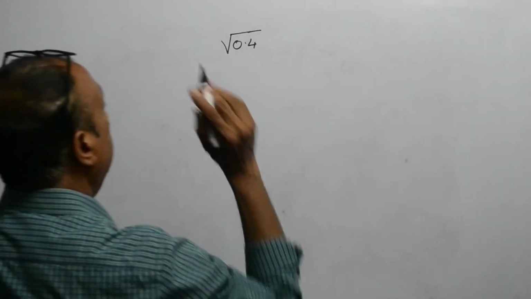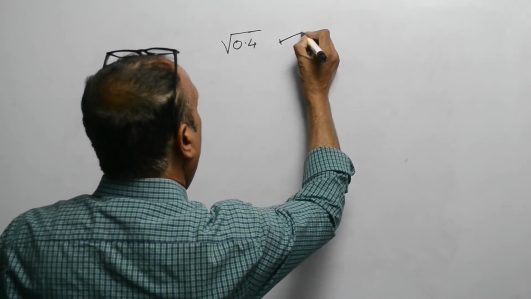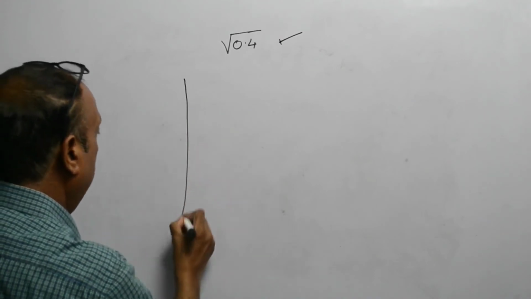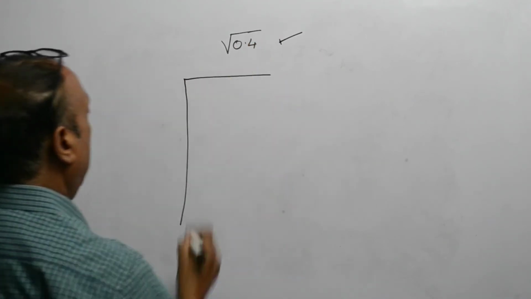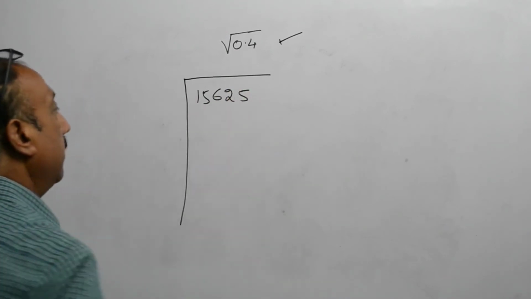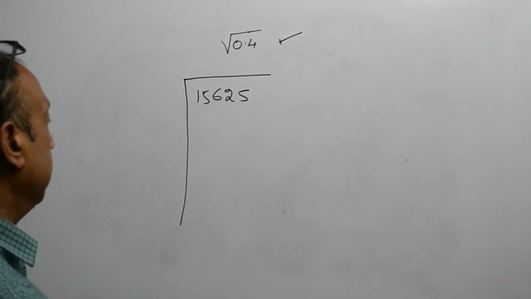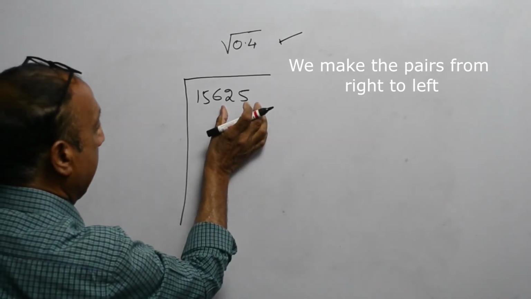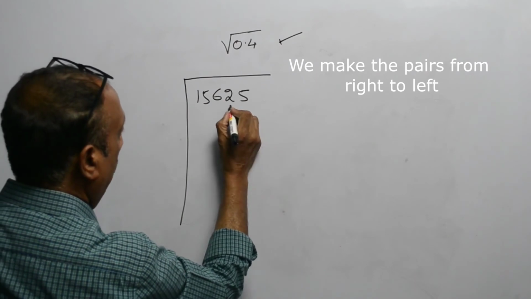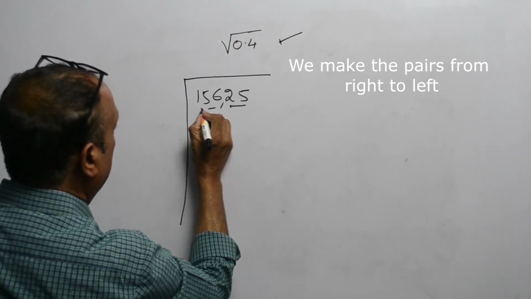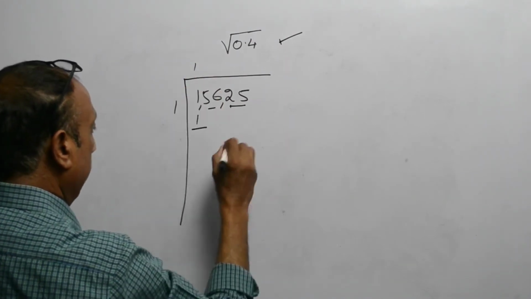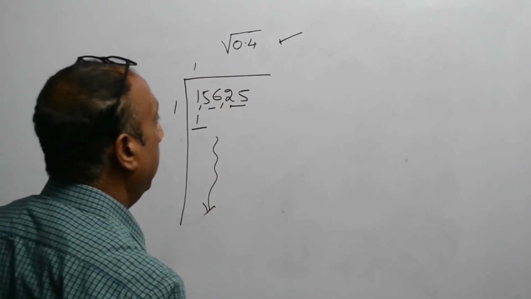We want to find out the value of under root of 0.4. Let us find out the best way of solving this problem. For the numbers which are not starting with decimal, we make the pairs starting from right hand side. So first pair is 25, second pair is 56, and we start with 1. And by doing this, we move on further.